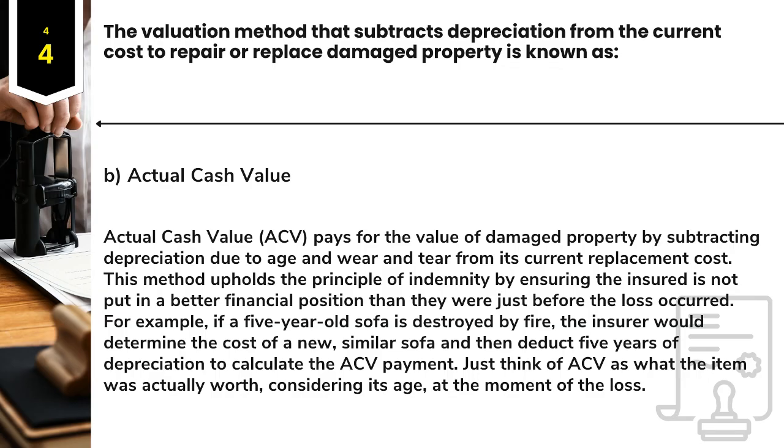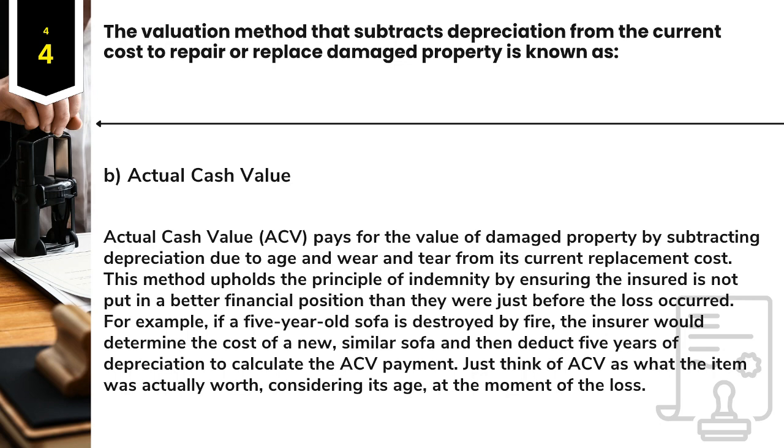Answer: B. Actual cash value. Actual cash value, ACV, pays for the value of damaged property by subtracting depreciation due to age and wear and tear from its current replacement cost. This method upholds the principle of indemnity by ensuring the insured is not put in a better financial position than they were just before the loss occurred.